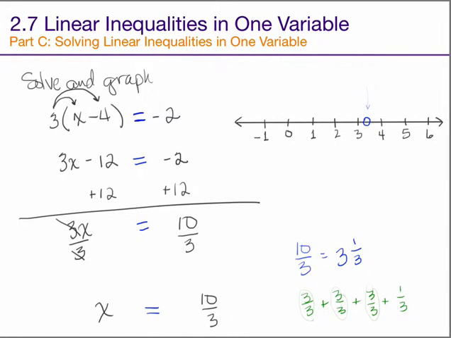I wasn't solving an equation, I was solving an inequality. So the remainder of the graph has two parts. First of all, do I close in the circle or not? And which direction does the arrow go?